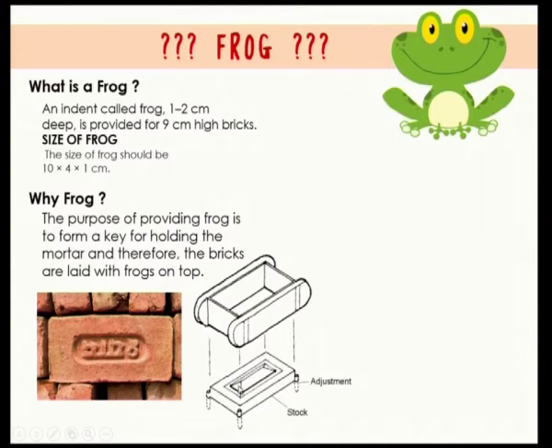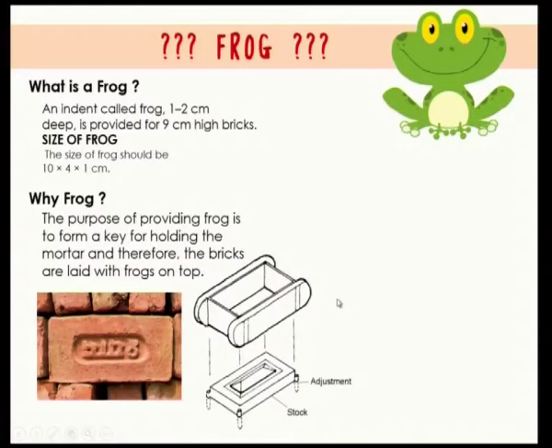So when you put the clay in the mold and set it, and when you remove the mold, the wooden piece creates the frog. Now the size of the frog, whatever size of the frog you want, accordingly you can keep the wooden piece. So this is the frog.